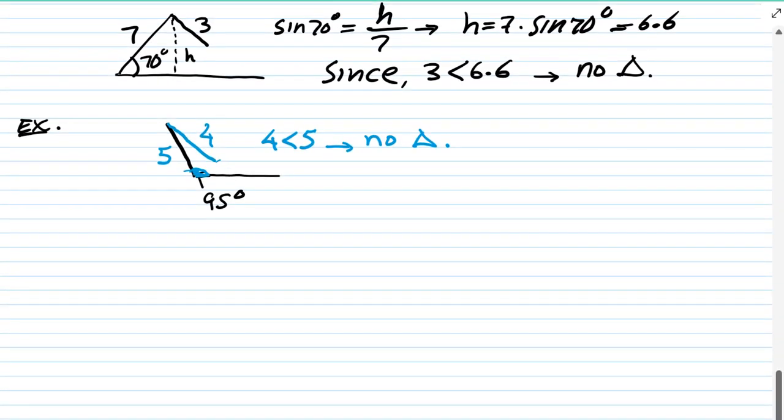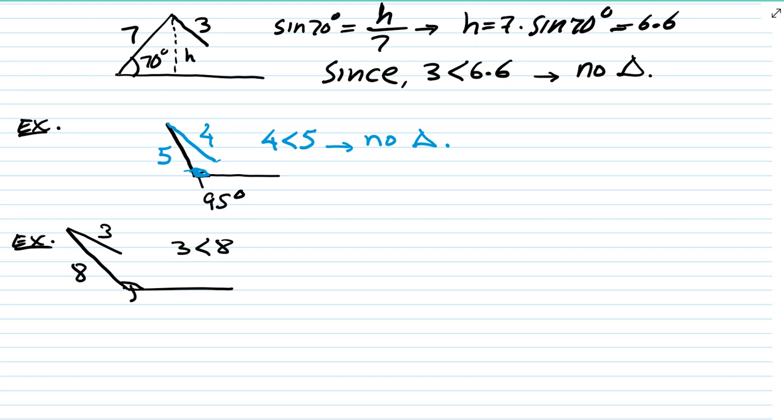And let's do another possibility here. Let's say this time, suppose I have something like this. Let's say this side is 8 and this side is 3. Again, 3 is less than 8. The angle is obtuse, and suppose that's 125 degrees now, something much bigger than 90. Again, here's a case where 3 is less than 8. I have an obtuse angle, and for this, again, no triangle is possible.